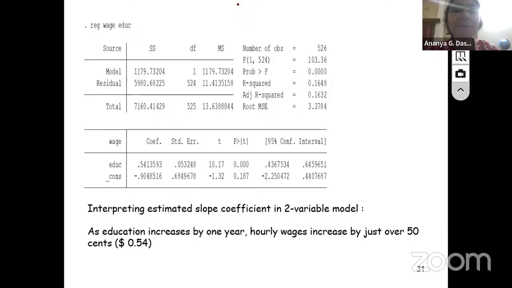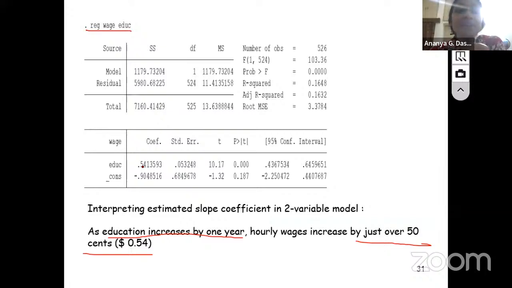Okay. So what I want to leave you with before the break is the difference between how you interpret the coefficient in a two-variable model versus how you interpret the coefficient in a multiple regression model. If I have a two-variable model, as I've done on my Stata screen, I simply say that as education increases by 1 year, wages increase by just over 50 cents. That's all that you're able to say.